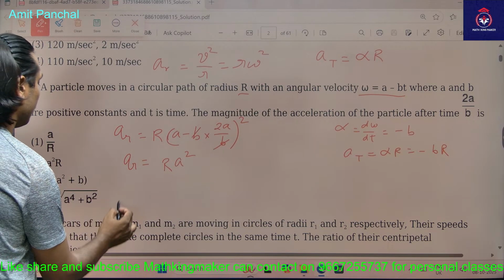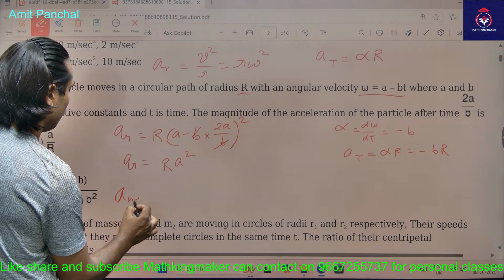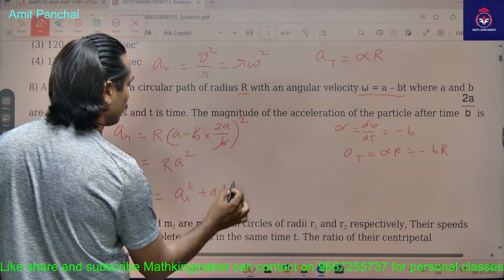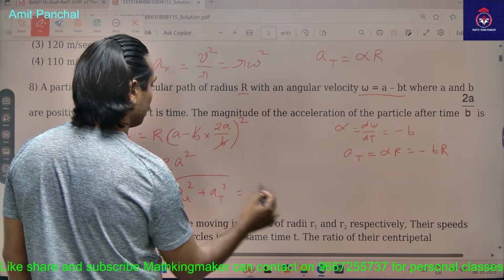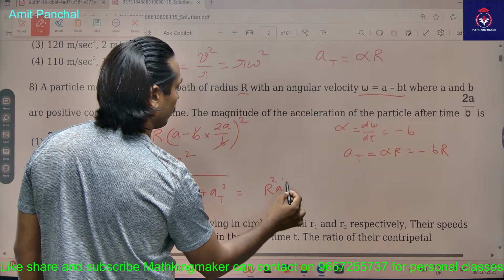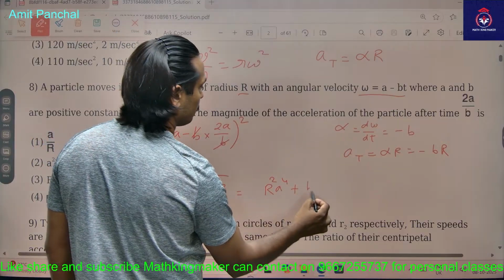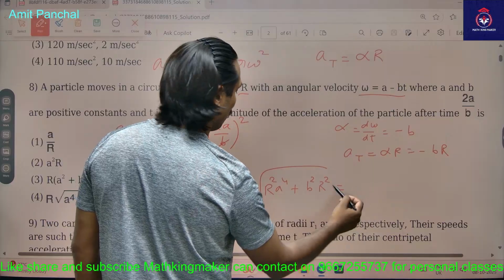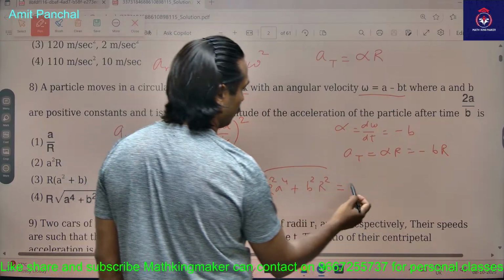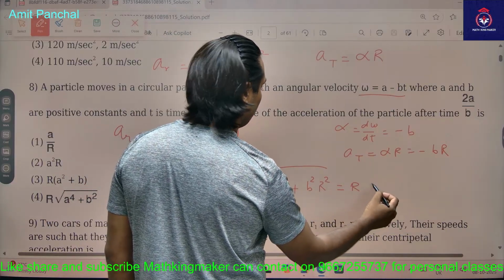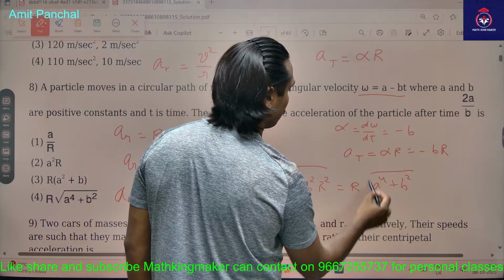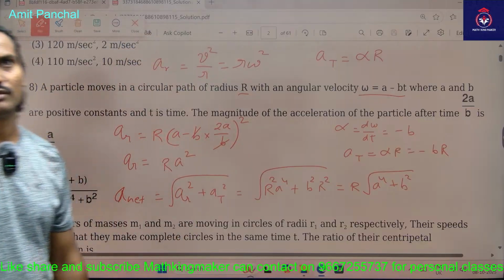So now A net will be equal to AR square plus A T square under root. So that is R square A to the power 4 plus it is B square R square. Now R square is common, so after rooting it becomes R into root of A to the power 4 plus B square. So that will be its net acceleration.